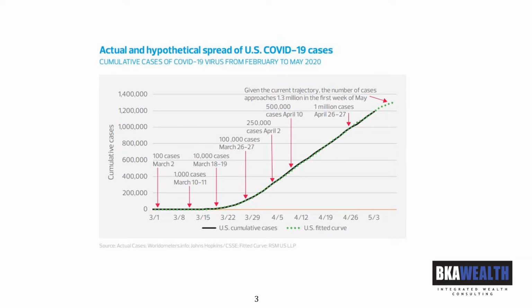So you can see that we went from 100 cases at the beginning of March to 1,000 cases, and really almost a logarithmic expansion of cases to where we hit 1 million cases at the end of April. And this graphic indicates that we were approaching about 1.3 million during the first week of May, and we're just slightly above that now. As this data is accumulated, sometimes it's a few days old, but this graphic is relatively accurate in terms of the cumulative caseload.